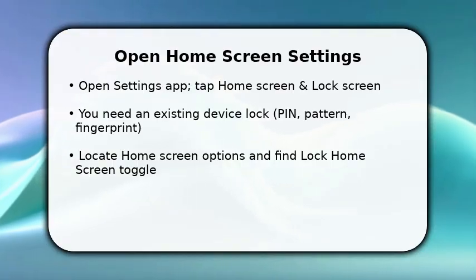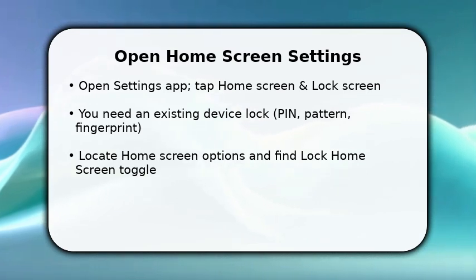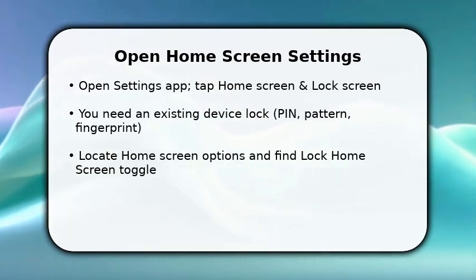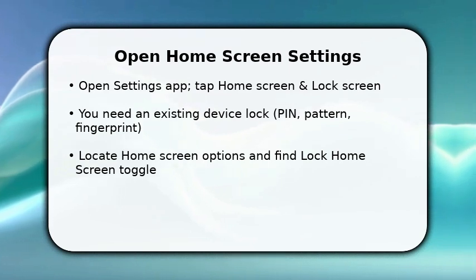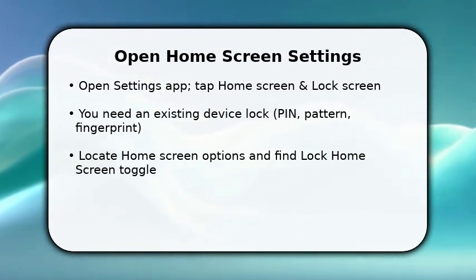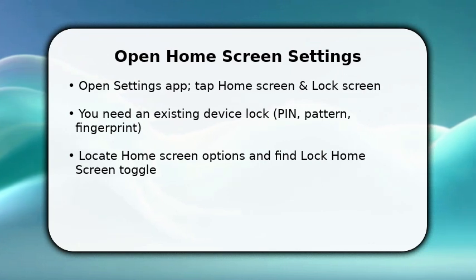You start by opening Settings and going straight to Home Screen and Lock Screen because that's where Layout locks live. Once there, confirm you already have a device screen lock, PIN, pattern, or fingerprint, since Oppo requires a secure lock before locking the home layout.